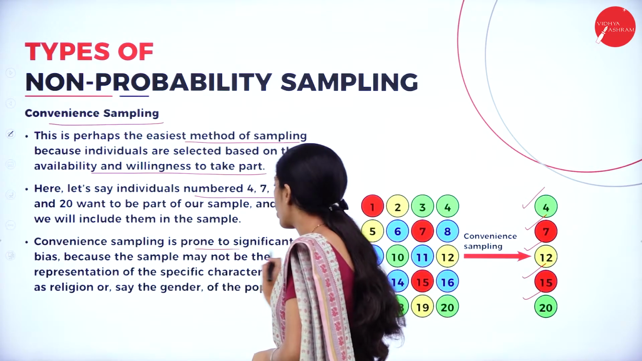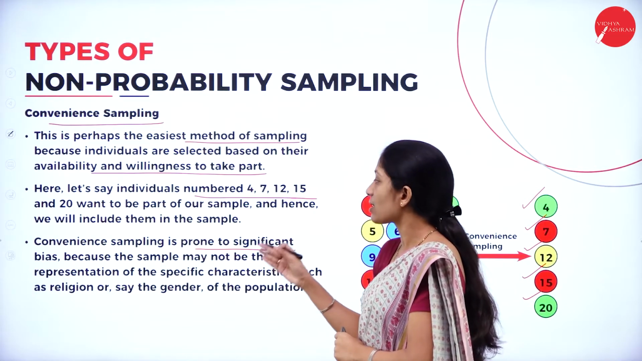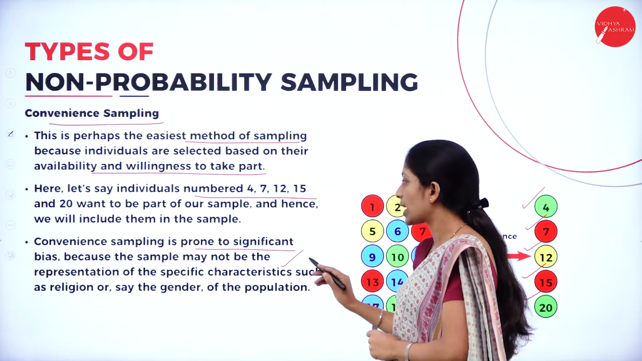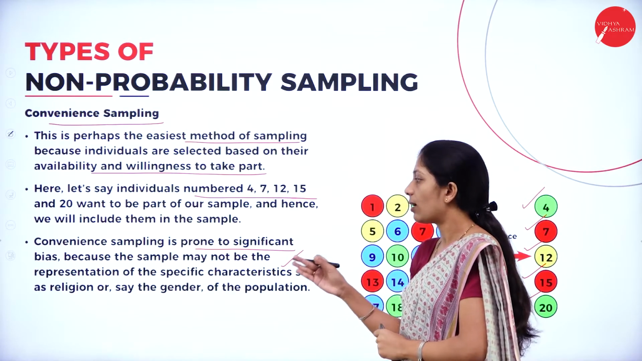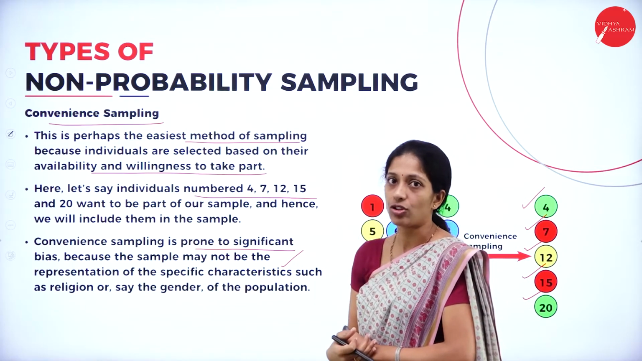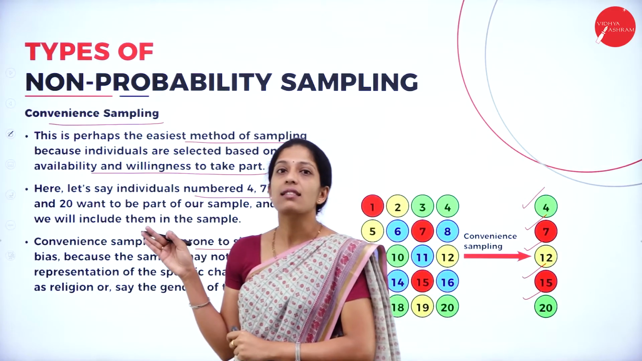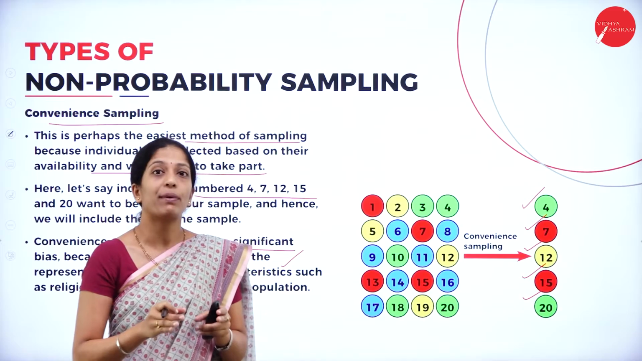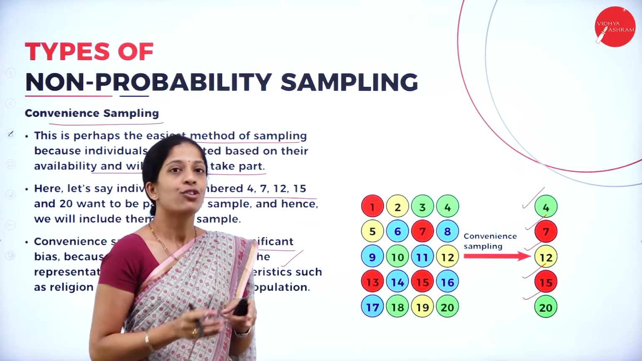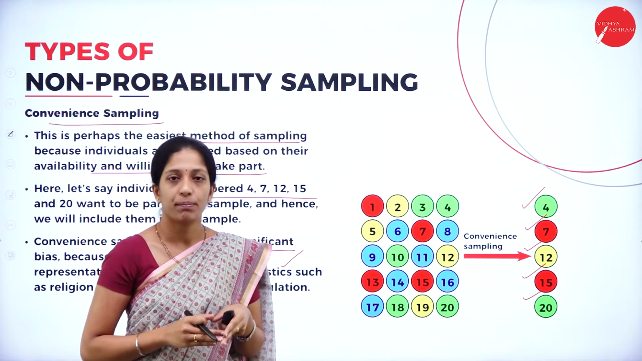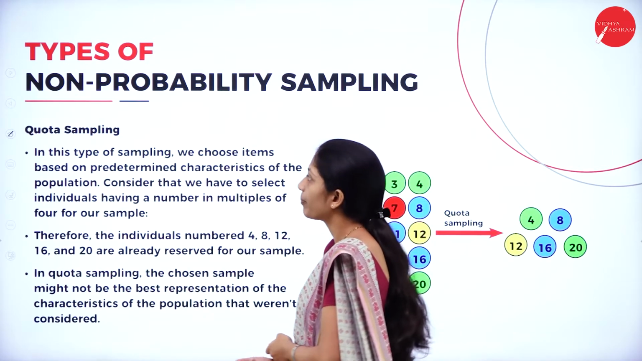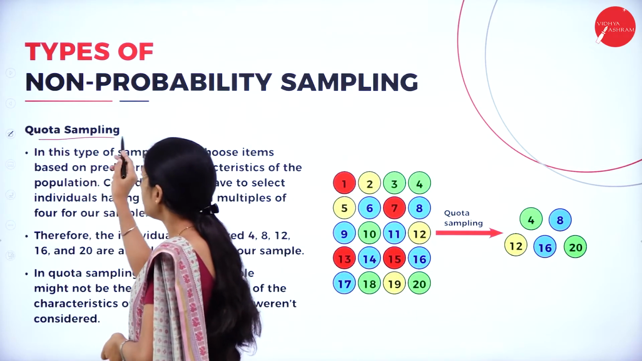Convenience sampling is prone to significant bias because the sample may not be a representation of the specific characteristics such as religion or say the gender of the population. Here there occurs a sample bias because the researcher will select the sample according to his convenience. So there will always be a sampling bias. This is known as convenience sampling. Next one is quota sampling.